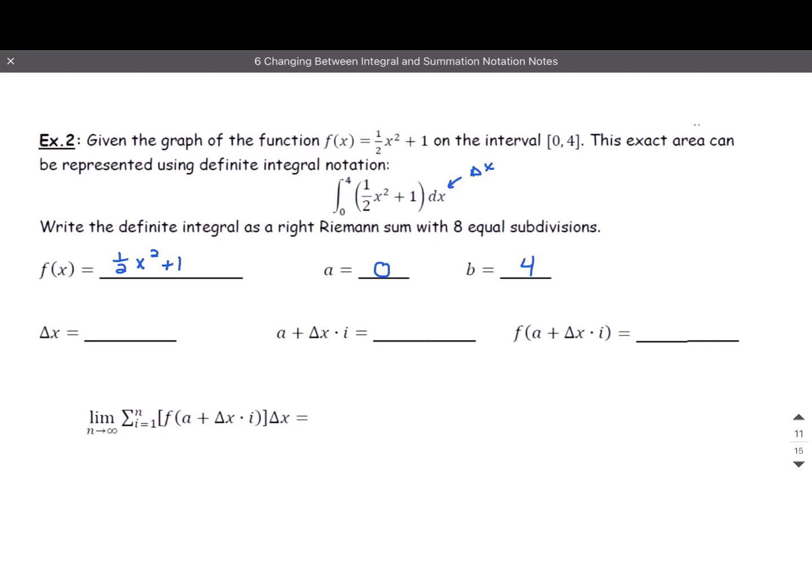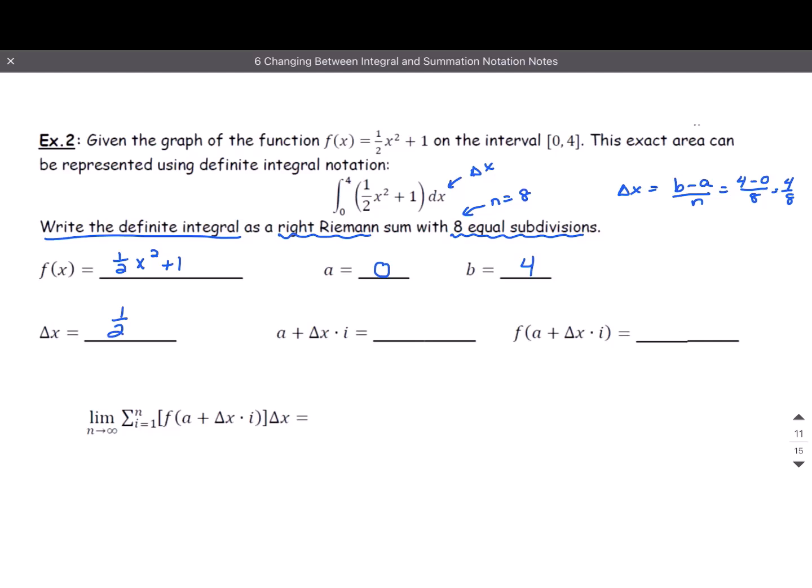Now we're going to have to figure out the delta x in a minute. Okay, it also wants us to write the definite integral as a right Riemann sum with 8 equal subdivisions. That 8 is our n. So now we can find delta x, which is b minus a over n. The b is 4, the a is 0, and the n is 8. That gives us 4 over 8, which is just 1/2.